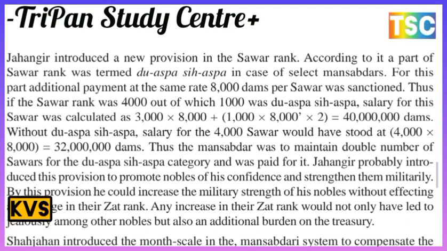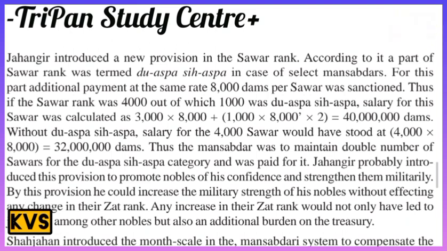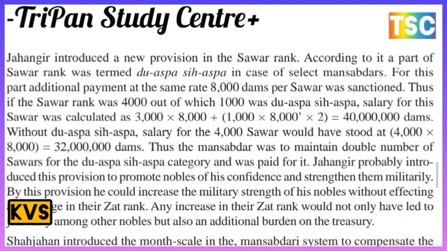Thus the Mansabdar was maintaining double the number of Sowars in the du-aspa sih-aspa category and was paid for it. The Jagirdar probably introduced this provision to promote the confidence of the nobles and the strength of the military. By this provision, he could increase the military strength of his nobles without affecting any change in their Zat rank. Any increase in the Zat rank would not only have led to jealousy among other nobles but also been an additional burden on the treasury.